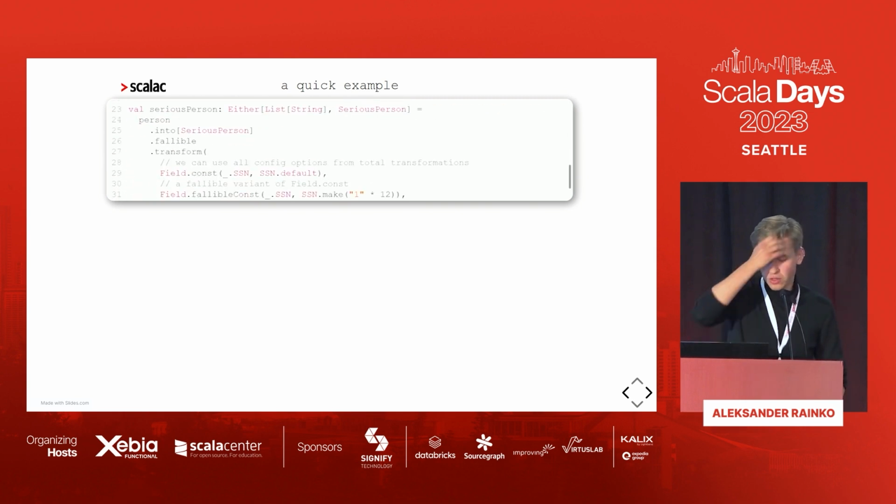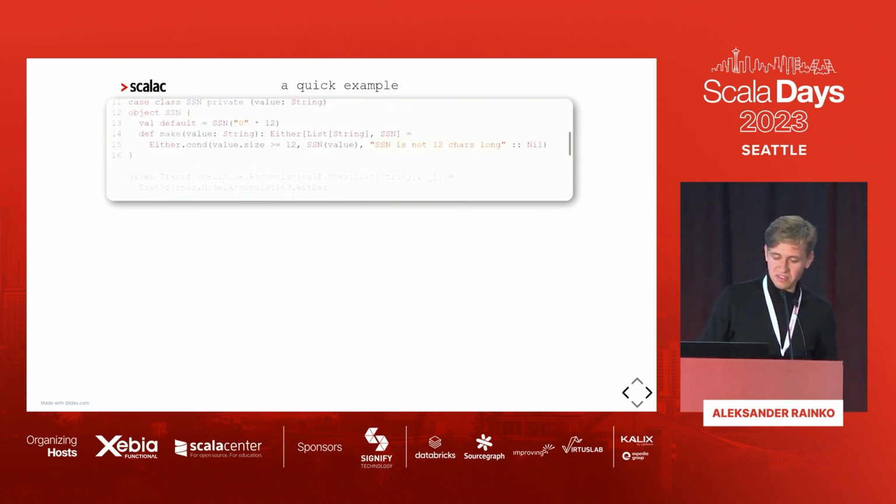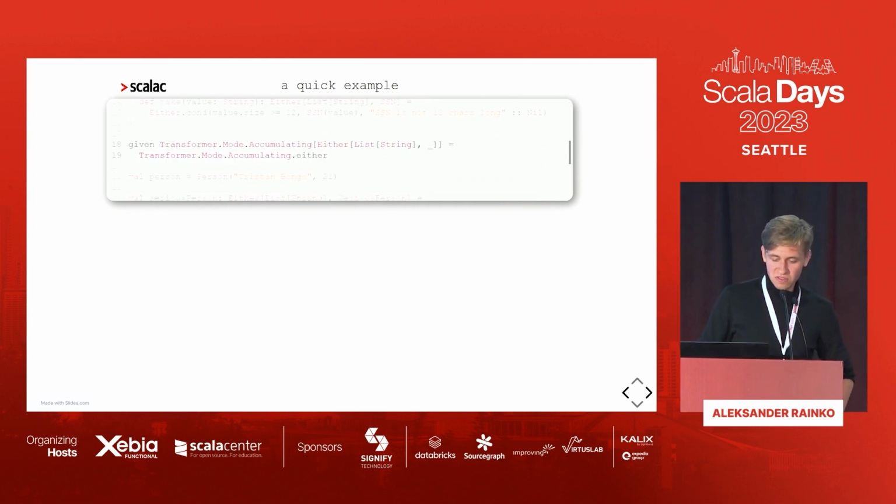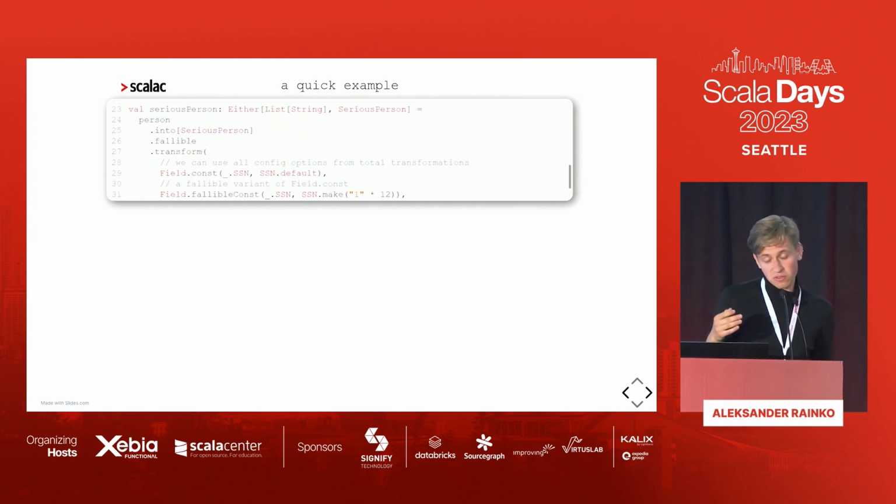Now let's try actually transforming a person into a serious person. As you remember, we cannot just transform a person into a serious person because a person doesn't have the SSN field. That's the first thing, right? And the second thing is now the fields inside serious person are quote-unquote new types. They have fallible things that have validation inside. So you cannot just put an Either inside your constructor because it will not type check, right? So what can we do in this case?